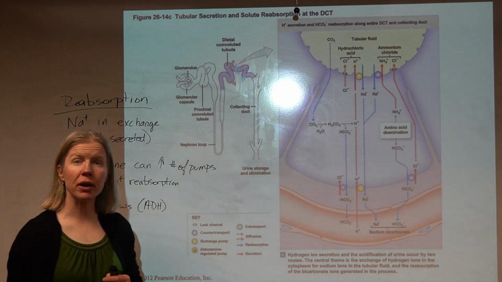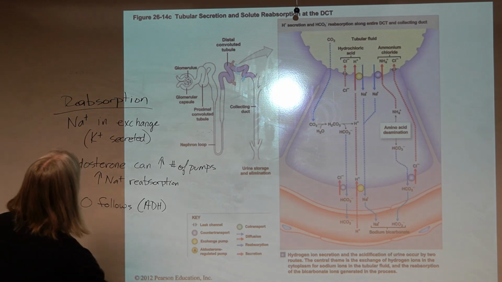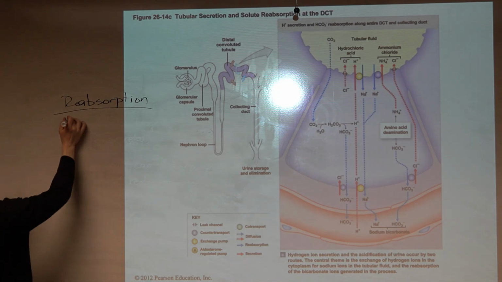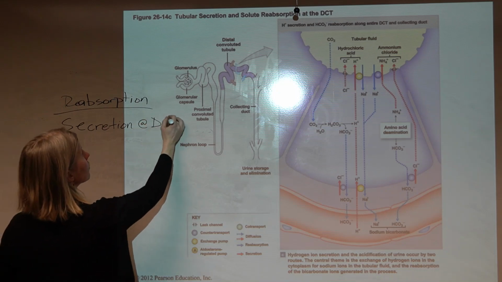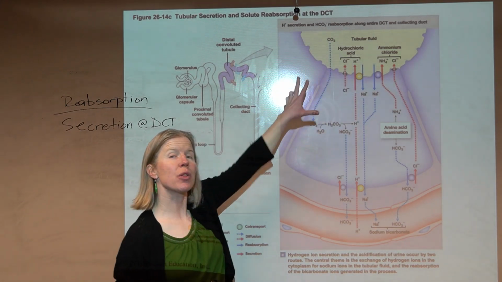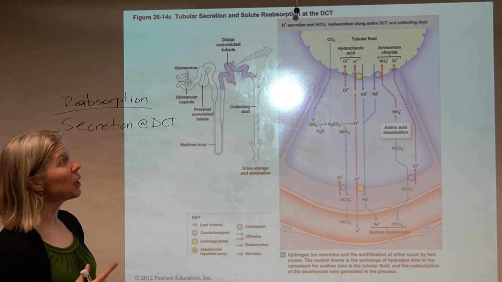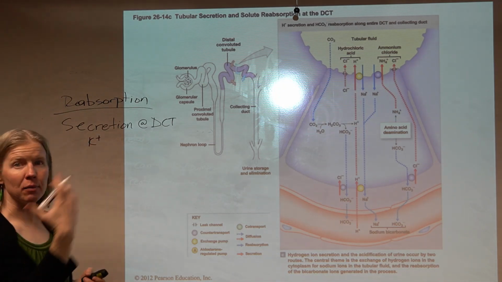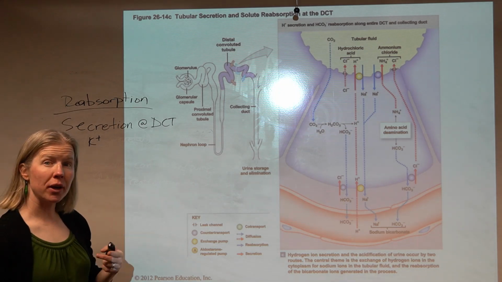Okay, the other big thing that happens here at the DCT, and we haven't really talked much about this yet, is secretion. Remember, secretion means actually putting things into the filtrate that's going to become urine. So we see a few things being added here. We know, right, we just talked about the fact that potassium is also often secreted in exchange for sodium.